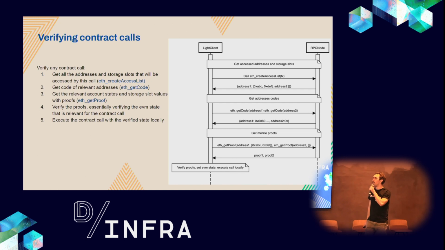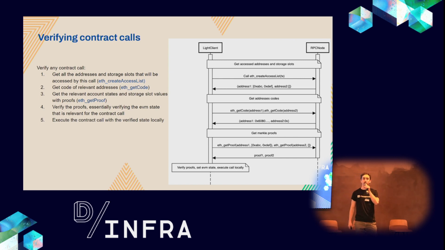How do we know which sub-state we need? Luckily, there is an RPC method, create access list, which provides us all the parameters which will be touched by the transaction that we want to run. So we get all the relevant storage slots, accounts, contract codes, etc. So we get all this information, but now we need to verify it. So we get all the Merkle proofs necessary to verify this information.